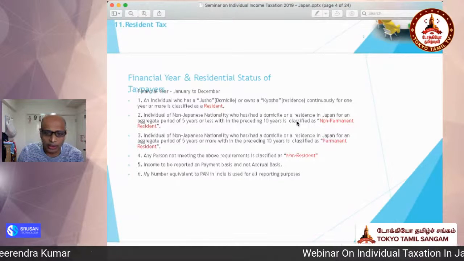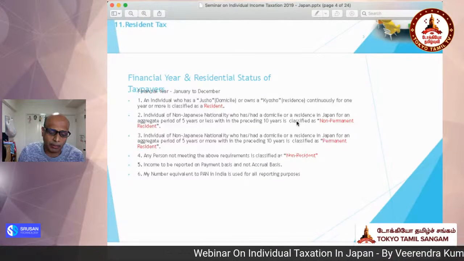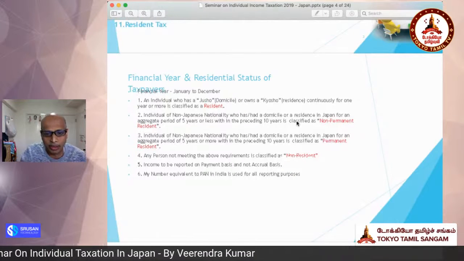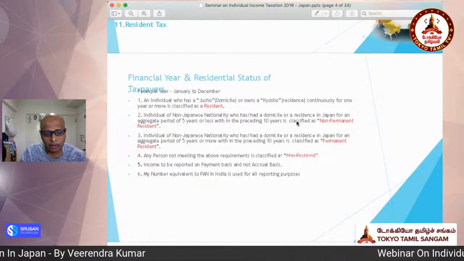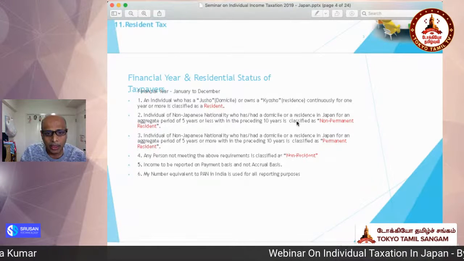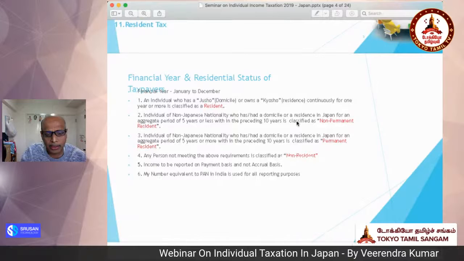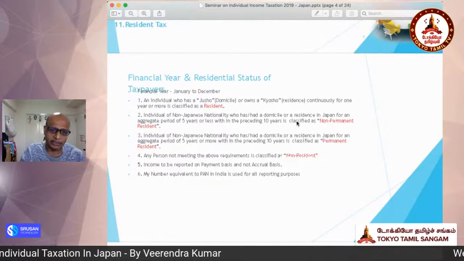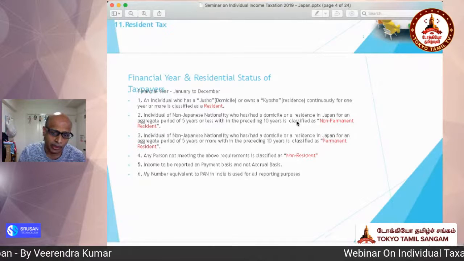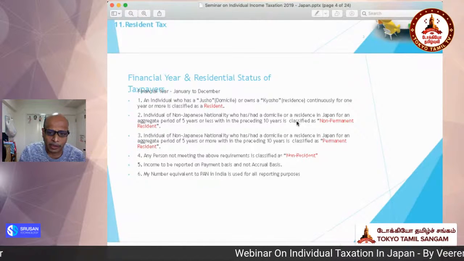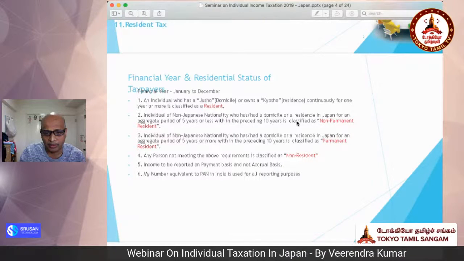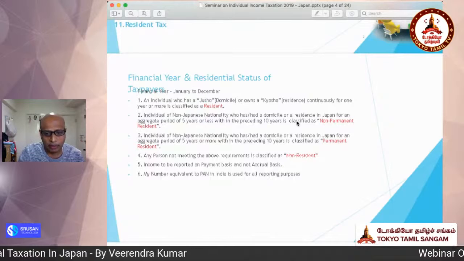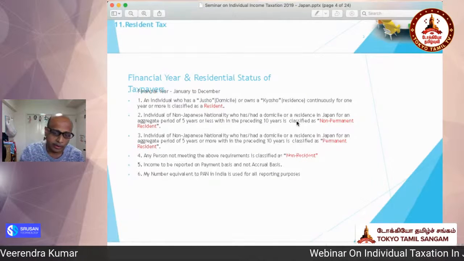Resident and non-resident, and within resident there are permanent resident and non-permanent resident. So normally a person who is living in Japan for 1 year or more is considered as a resident, and if he has been in Japan for a period of 5 years or less within the last 10 years, then he will be considered as non-permanent resident. And if he has been in Japan for 5 years or more in the preceding last 10 years, he will be considered as a permanent resident. Any person who is not meeting the above requirements is classified as a non-resident.